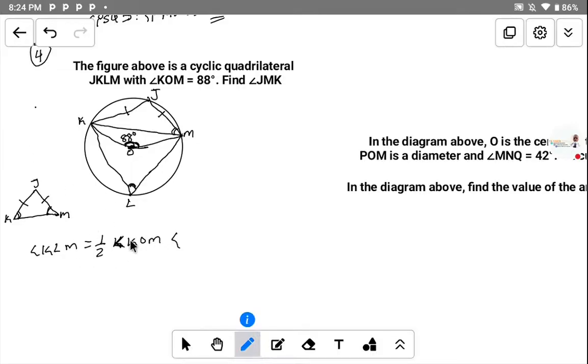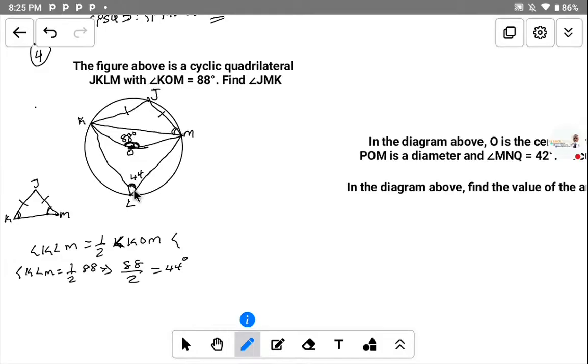Now, our KOM is equal to 88. So that means that angle KLM is equal to half of angle KOM, which is 88. That is 1 over 2 times 88, that is 88 divided by 2. Now, 88 divided by 2, what do we have? That will give us 44. So that's 44 degrees. So the angle KLM is equal to 44 degrees.